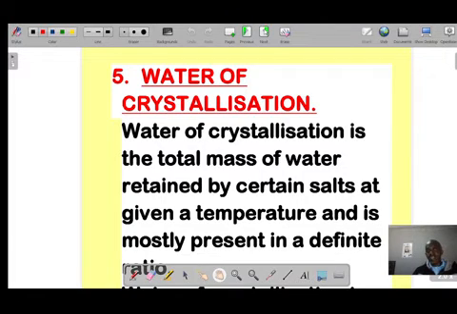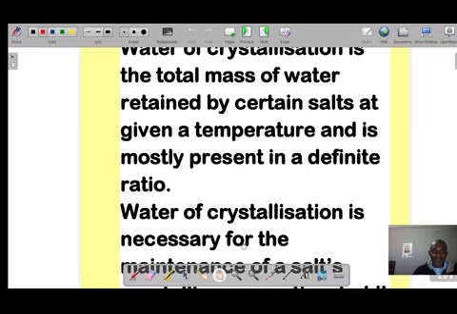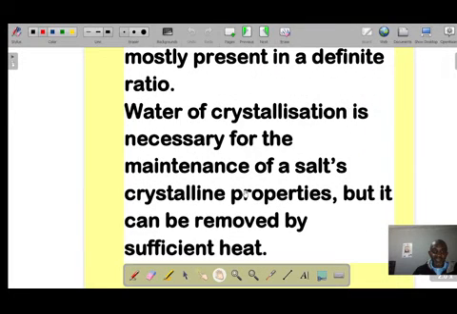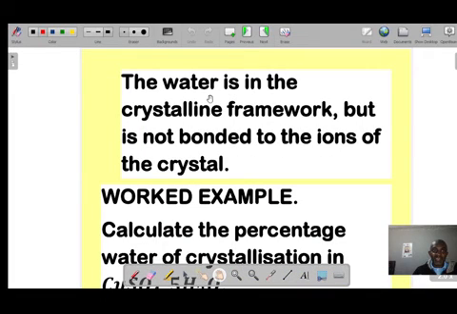Now, once again, next we talk about the water of crystallization. It is the total mass of water retained by certain salts at a given temperature and is mostly present in a definite ratio. If they say define water of crystallization, you say it is the total mass of water retained by certain salts at a given temperature and is mostly present in a definite ratio. Now this water of crystallization is necessary for the maintenance of the salt's crystalline properties, but it can be removed by sufficient heat. So if you heat a salt which is hydrated, it is going to lose its water of crystallization.